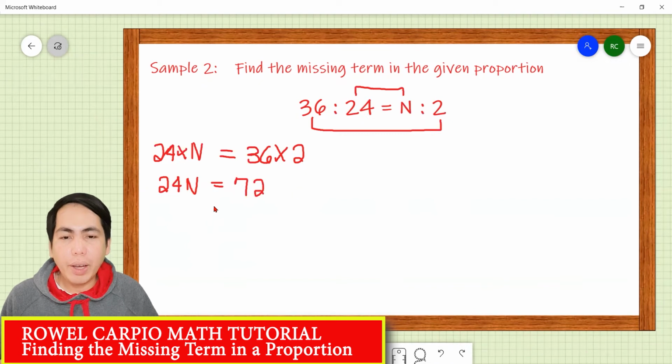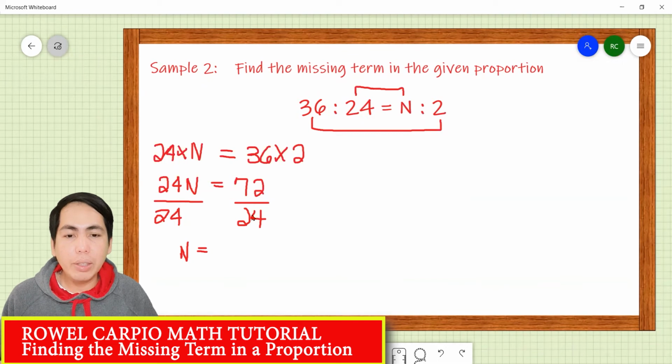Now, to find the value of n, we have to divide both sides by 24, since the coefficient of n is 24. So 24 divided by 24 is 1n, or we just simply write it as n. While 72 divided by 24 is 3. So therefore, the missing term is 3, to give us the proportion 36 is to 24 equals 3 is to 2.